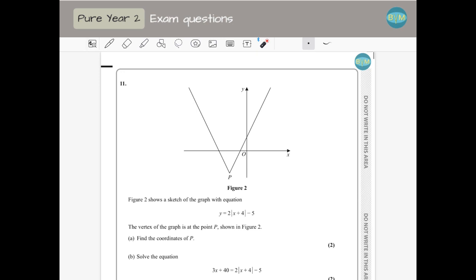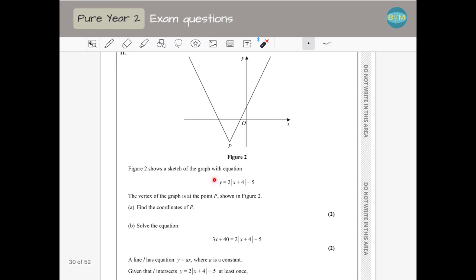Hello, this is question 11 on your November 2020 paper 2 from Edexcel, and you have a modulus function. It's already represented for you, and this is the equation. The vertex of the graph is at the point P, so this one here, and we have to find the coordinates of P.